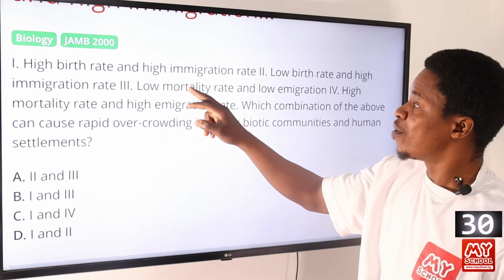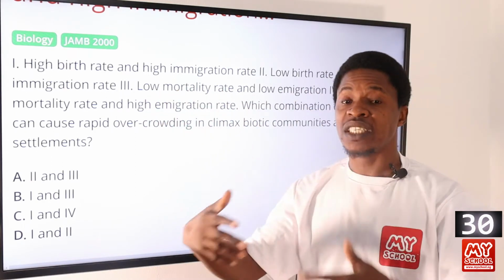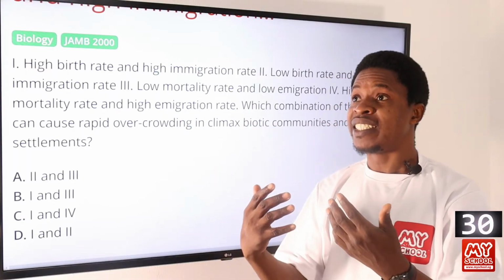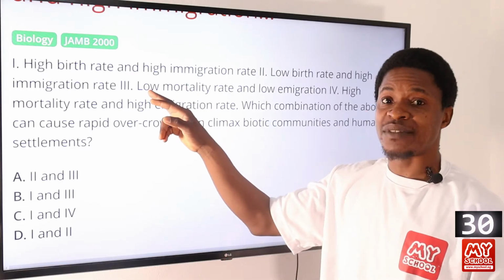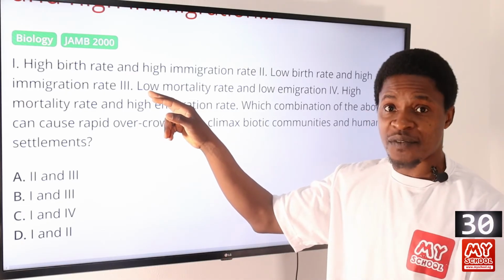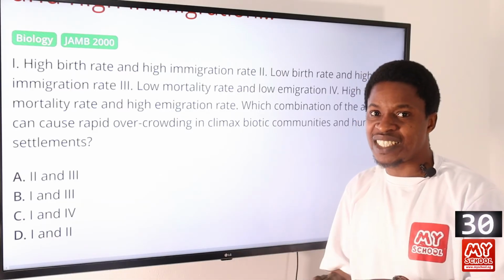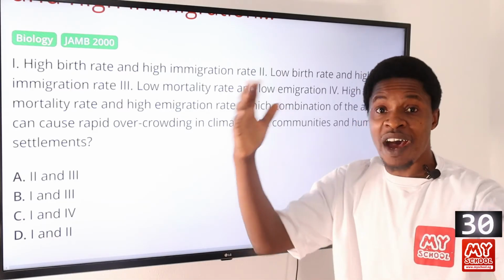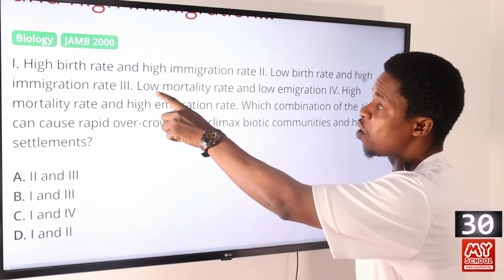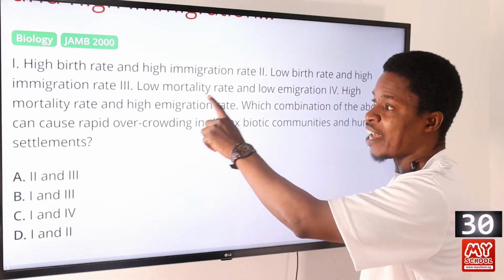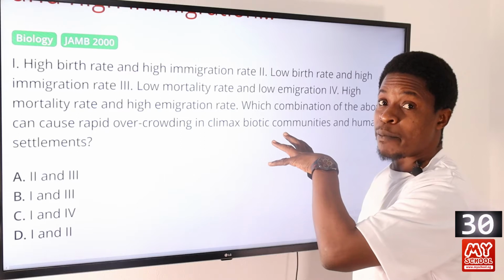Roman figure III says low mortality rate and low emigration. When we talk about mortality, it has to do with death rate. How many people are dying? If fewer organisms die, we talk about the death rate being reduced. If the death rate is reduced, definitely that means we are going to have more population in that community. So low mortality rate definitely is going to add up to rapid overcrowding in the climate's biotic community.